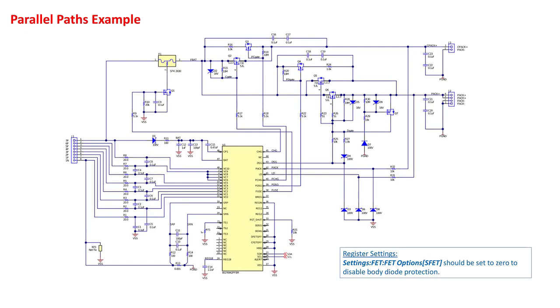Here is an example circuit using separate charge and discharge paths from the Parallel Paths application report. Since body diode protection would not be needed for this configuration, the SFET bit in the FET options register should be set to 0 to disable this feature, which is normally enabled by default.